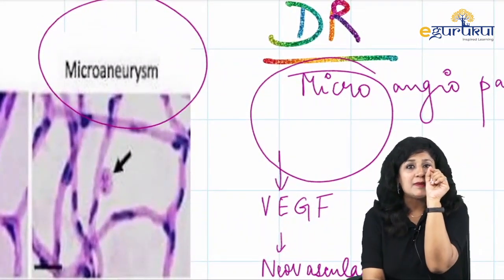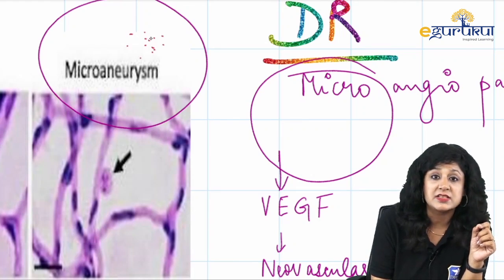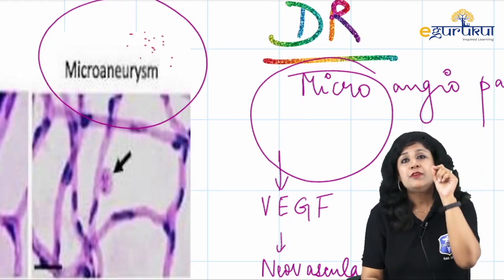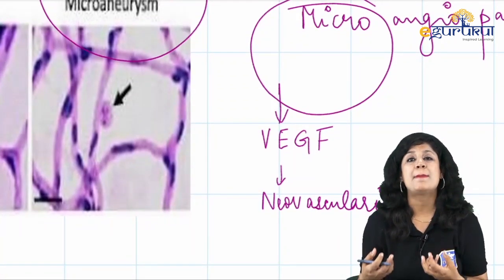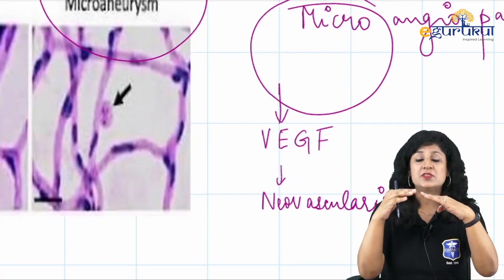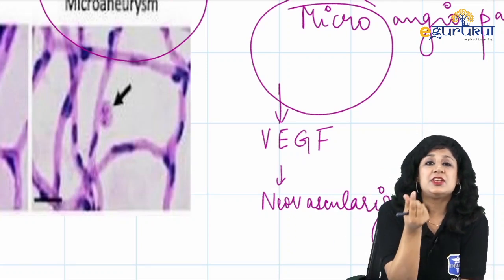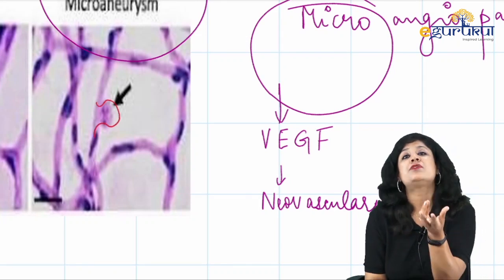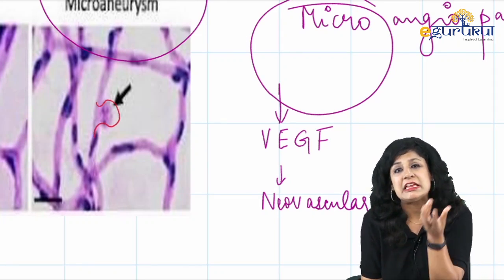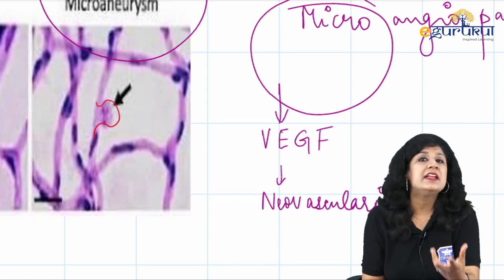These are just the pinpoint hemorrhages, very small pinpoint hemorrhages, called the microaneurysms. And if you go by the pathology, it is just the loss of the pericytes from the capillaries. When there is a loss of pericytes, there will be dilatation coming out something like this. So these dilatations from the capillaries are actually seen as the microaneurysms, which is the earliest finding.